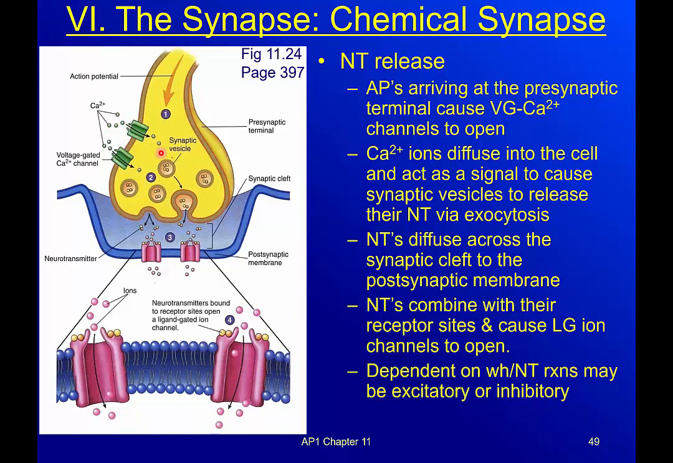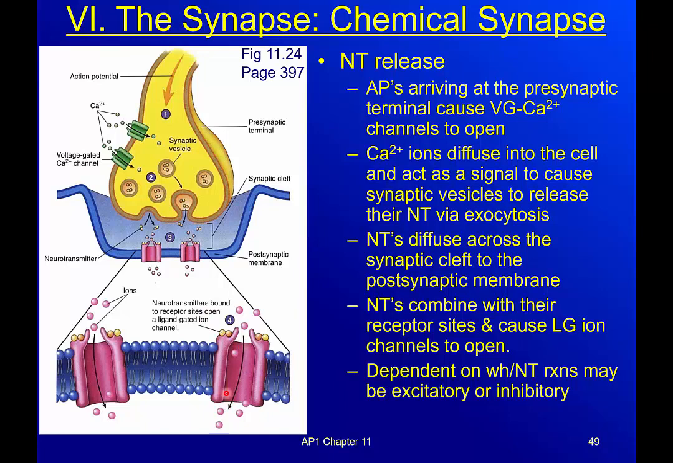Calcium comes in, signals my synaptic vesicles to release their acetylcholine. The acetylcholine, or neurotransmitter if you want just the generic term, travels across the cleft to the postsynaptic membrane where we have ligand-gated ion channels. In this case, ligand-gated sodium channels. Why? The ion going through it is going to be sodium.